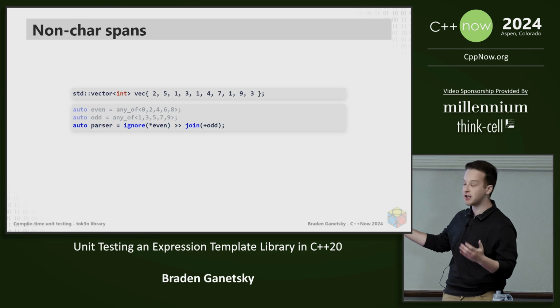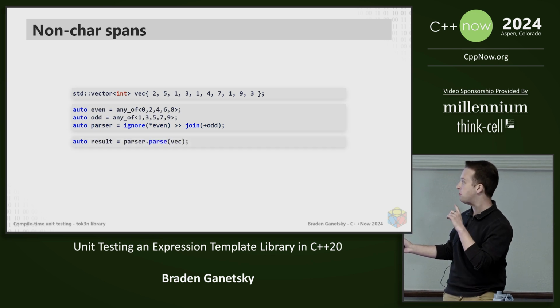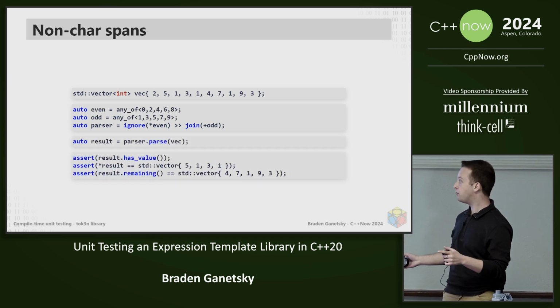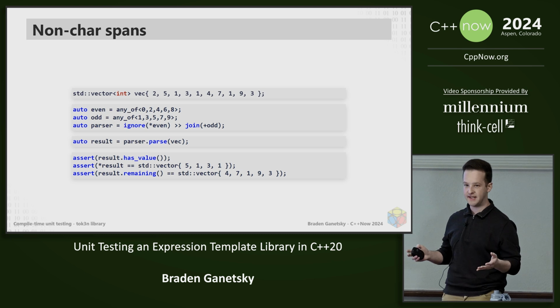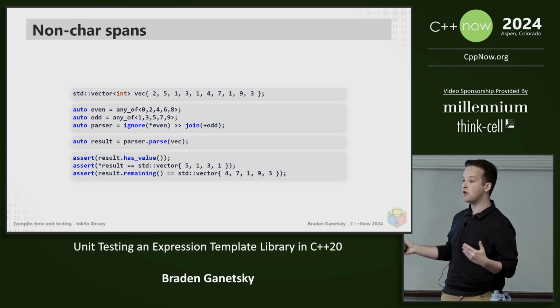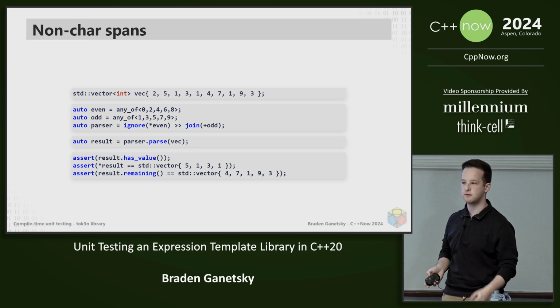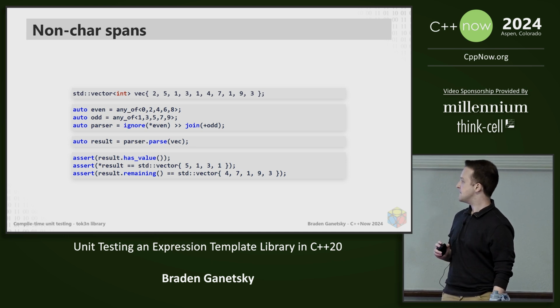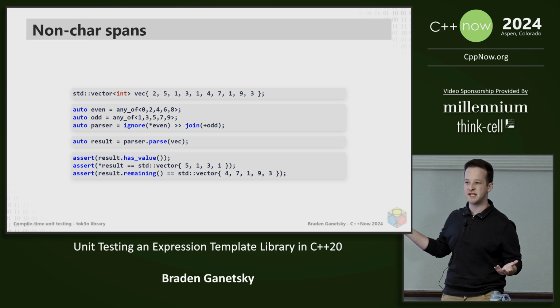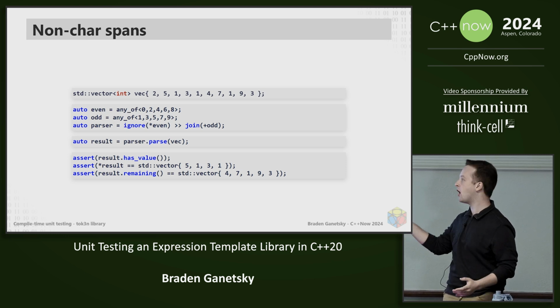So what this will actually output in the end, once I parse it, is a span of 4 ints that are 5, 1, 3, 1. And then the remainder will be a span of 5 ints, 4, 7, 1, 9, 3. These numbers have no significance. I was just typing. I'm comparing them to vector just because that's the easiest way to do the comparison on this slide, but they are actually spans, not vectors.